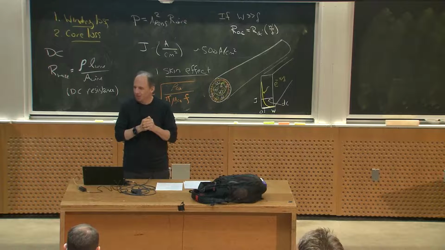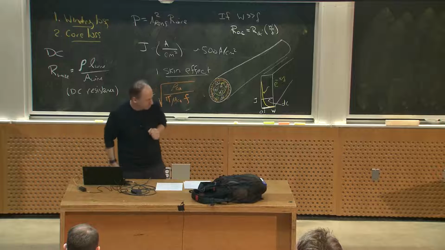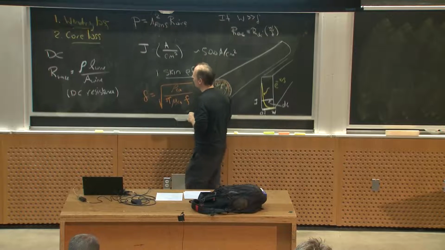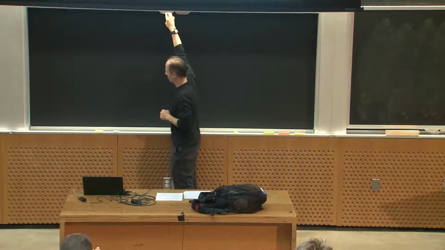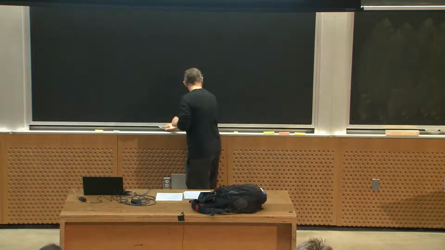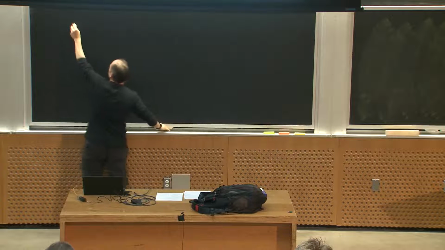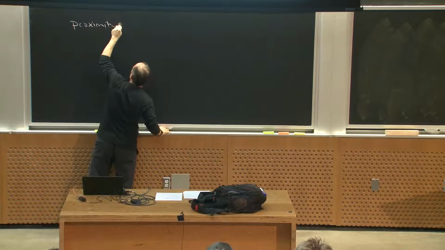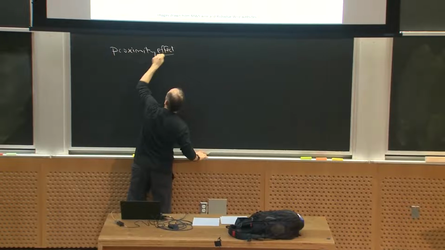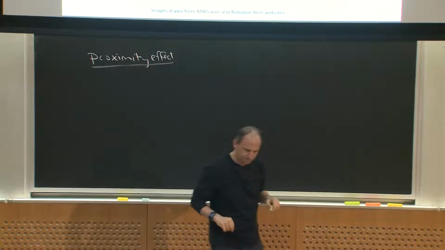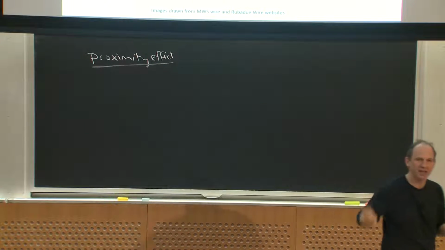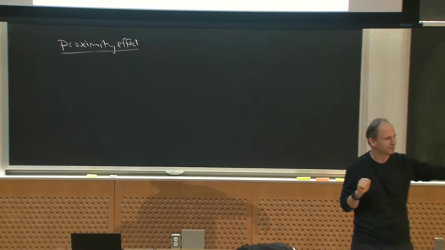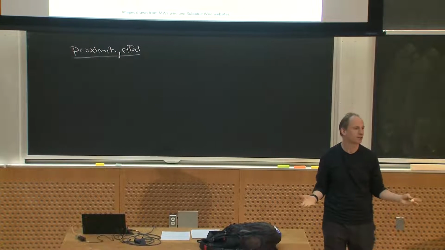So, skin effect is a pain, but it turns out that there's something even worse than skin effect that can occur, and that's known as proximity effect. What is proximity effect? Proximity effect is when we get eddy currents in a wire due to fields from some other piece of conductor nearby, and I'm still generating loss.